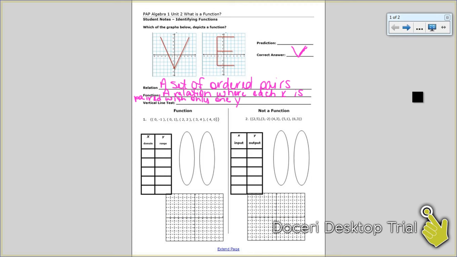So a relation is a set of ordered pairs. A function is a relation where each x value is paired with only one y value. So every single x is paired with a different number. If that doesn't happen, then what you have is not a function.